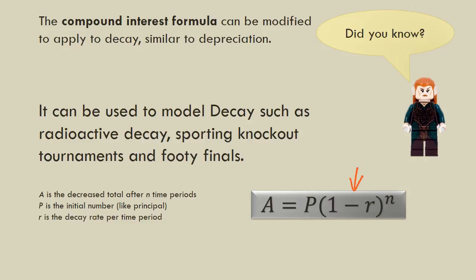So things decay over time, such as the examples there, we've got radioactive decay, a sporting knockout tournament, teams play each other and knock each other out, and the decay in that case is how many teams are left. And if you think of like the footy finals or something like that, there is only one team left at the end and they are the winners, the premiers, whatever. So that's our decay, things decreasing in number over time.